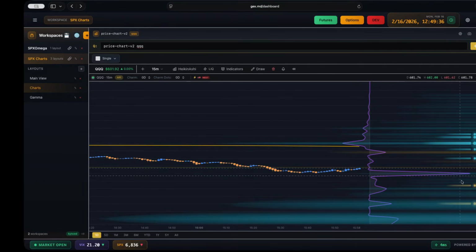Now you want to get this reading after 10 a.m. You don't want to touch this, you don't want to follow this between 9:30 and 10. Why? It's noisy and you don't get a real reading.